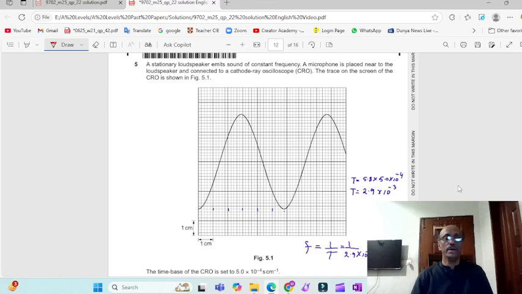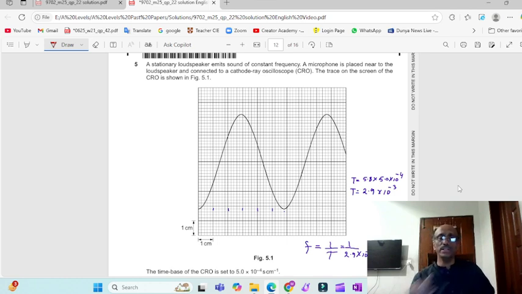Hello everyone. So I will resume the previous paper, which is A Level Physics, Feb March 2025 Paper 2. Now question number 5. This question is related with the CRO. A stationary loudspeaker emits, so it means that there are two questions from the waves that have been asked in this paper. A stationary loudspeaker emits a sound of constant frequency, so it means time period will remain the same.